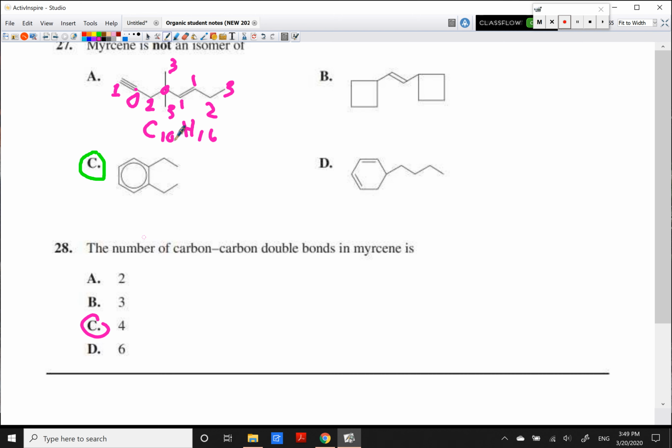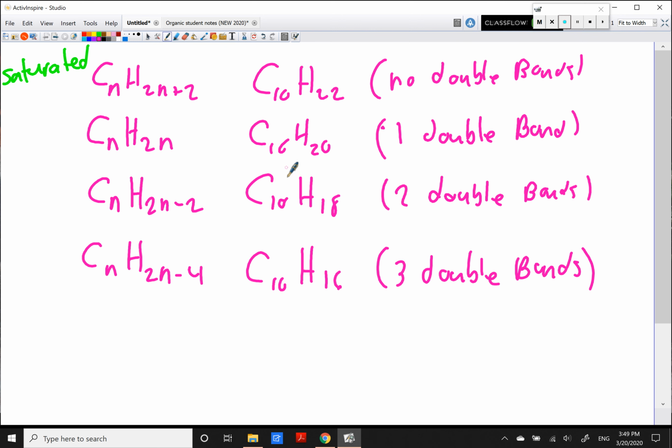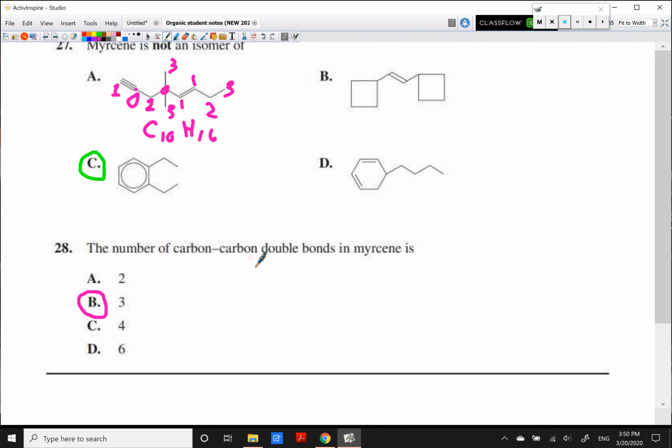So that's why our answer was, oh crap, I gotta stop doing this. It's not C, it is B. All right. So I tried to just answer that one off the top of my head, and I should have done this out beforehand. So we got no double bonds, C10H22, 1 double bond, C10H20, 2 double bonds, C10H18, and finally 3 double bonds, C10H16. So whenever we create another degree of unsaturation, we have to lose 2 hydrogens to do so. And that will give our answer as B.